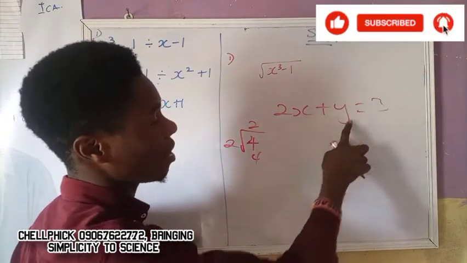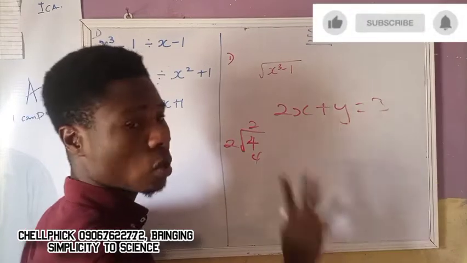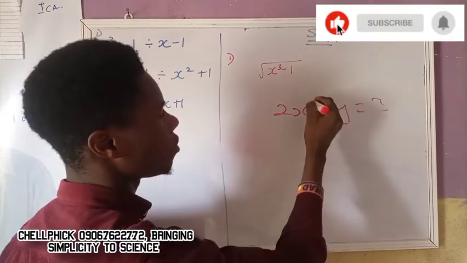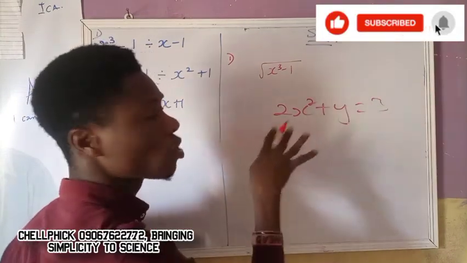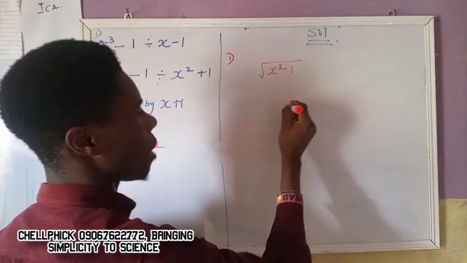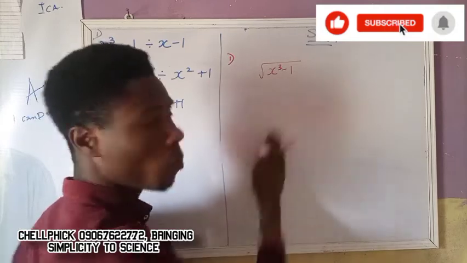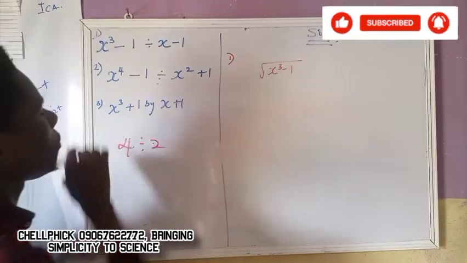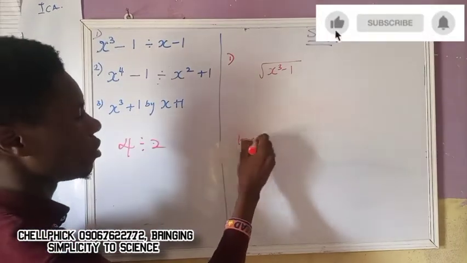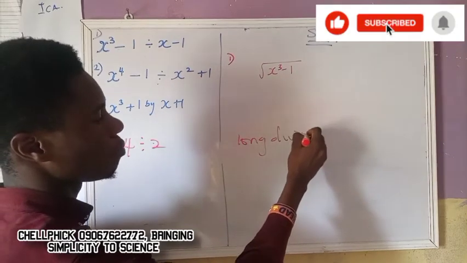What are the unknowns? x and y. What is their power? 1 and 1. This is called linear. If the highest power of the unknown is 2, this is quadratic. So when the power of the unknown is more than 2, like 3 upward, it is called a polynomial. To divide polynomials, we make use of the long division method.